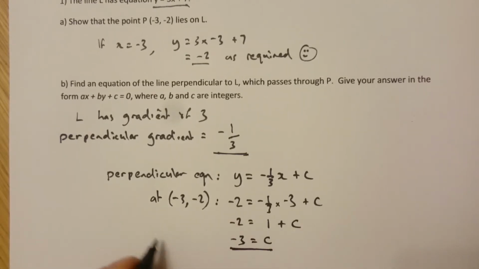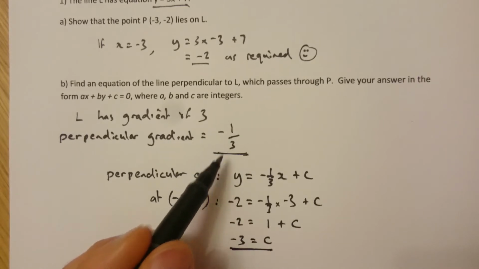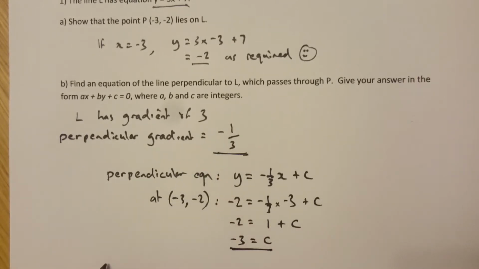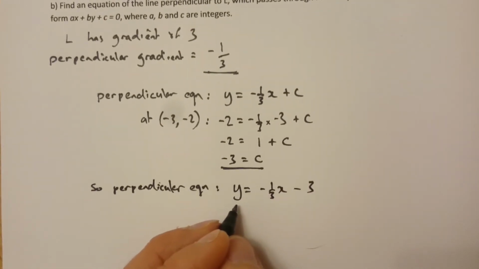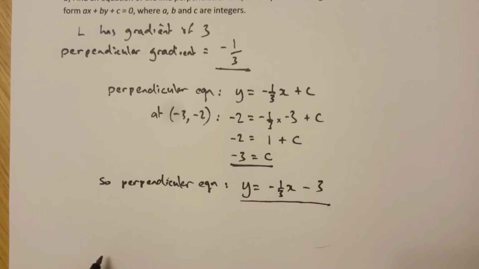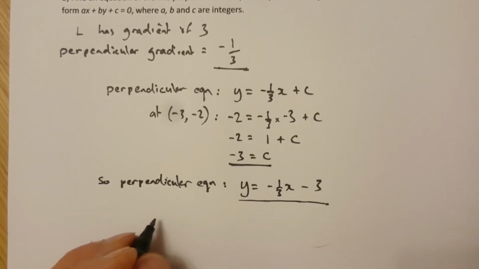Again, underline that. And now we have the equation of the line. We know its gradient, and we know its intercept. So the equation of the perpendicular is y equals -1/3 of x, take away 3. If you can't see that, because it's off the video, there we go. So there is the perpendicular equation, y equals -1/3 x minus 3.